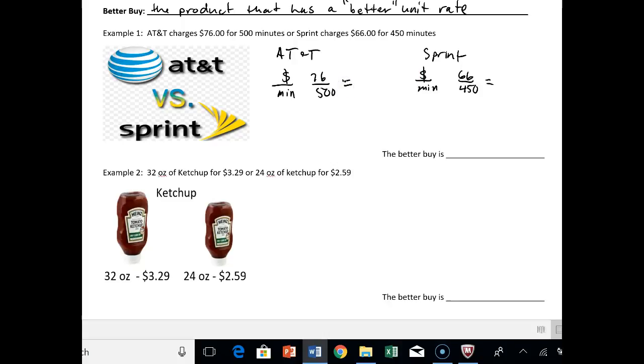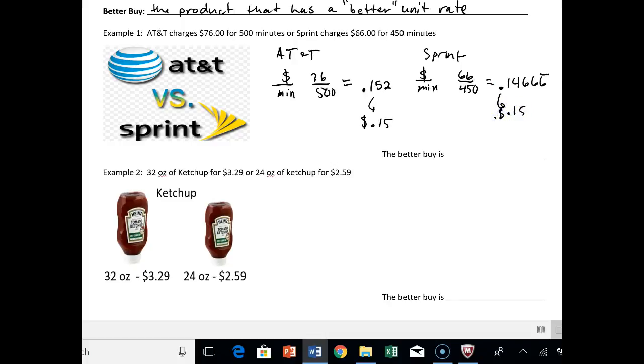So we'll go ahead and figure out what these unit rates are. Again, calculators are okay. So I'm using one right now for AT&T. This gives you 0.152, which, if we're rounding for cents, that's 15 cents, right? And if we compare it to Sprint, this gives us 0.14666 repeated, right? And if we're rounding, that's 15 cents as well.